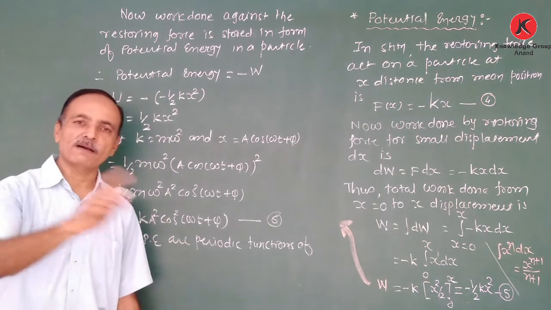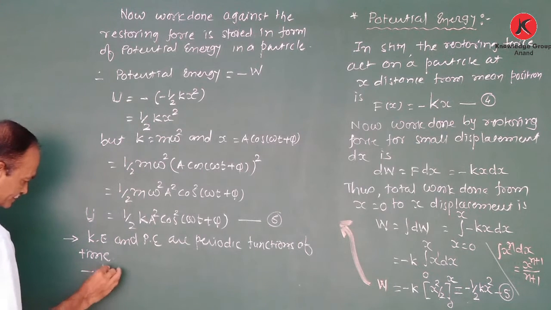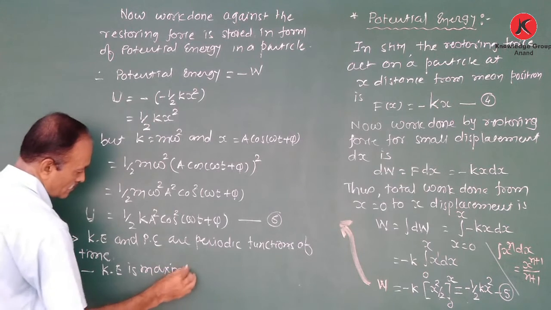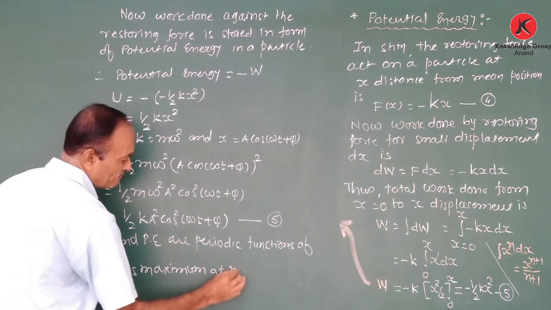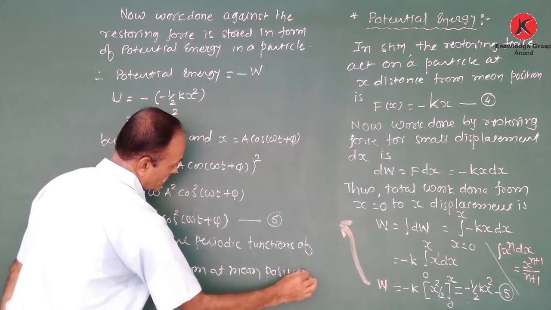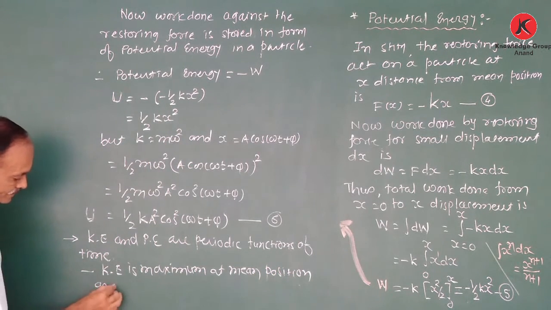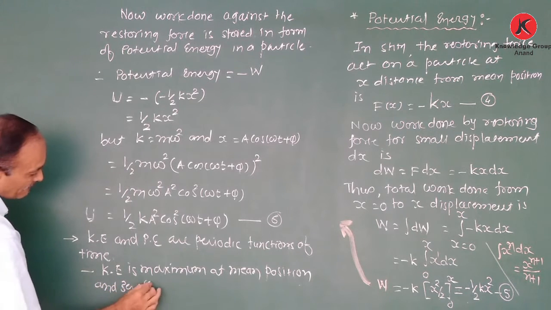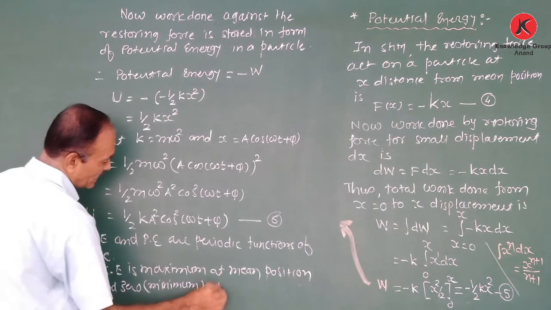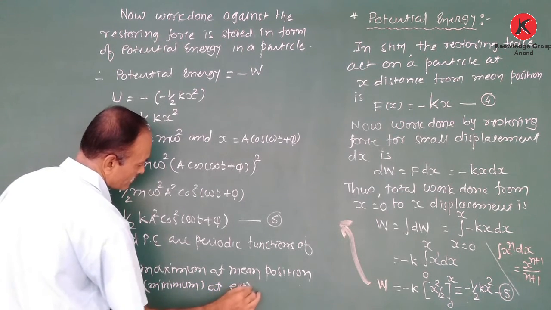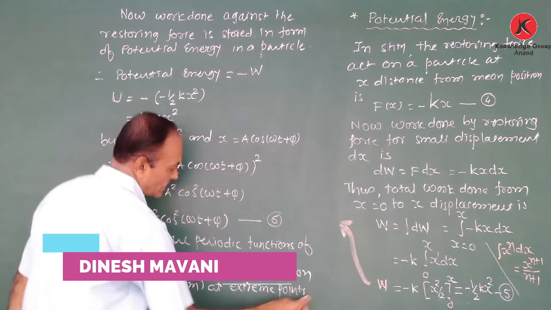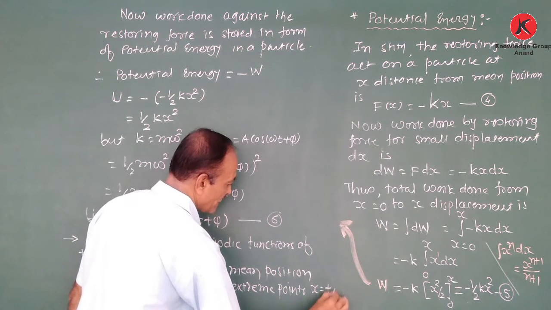Kinetic energy is maximum at mean position and 0, that means the minimum, at extreme point x is equal to plus or minus a.